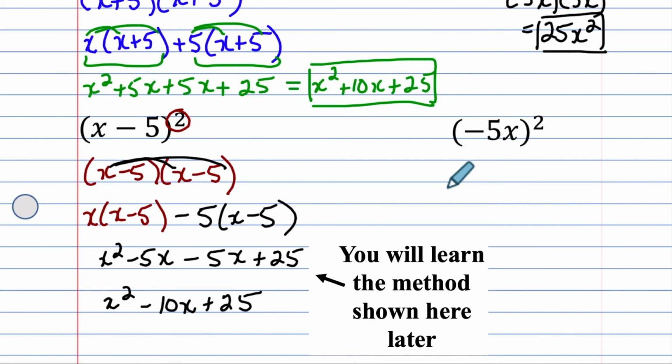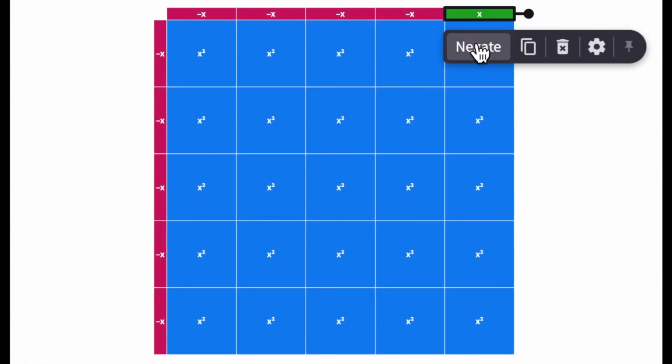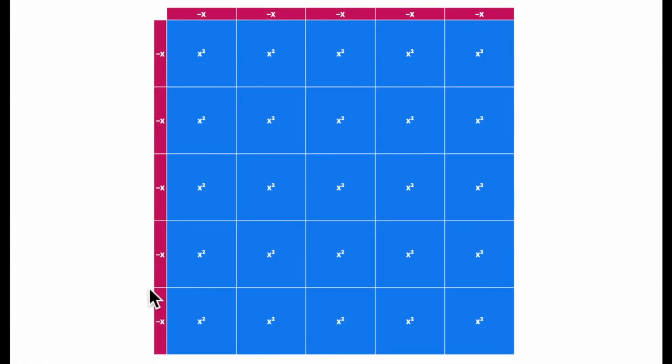And the last one, we have negative 5x times negative 5x because of this squared, which is 25x squared. Negative 5x times negative 5x makes positive 25x squared because each one of these, negative times a negative, makes a positive.